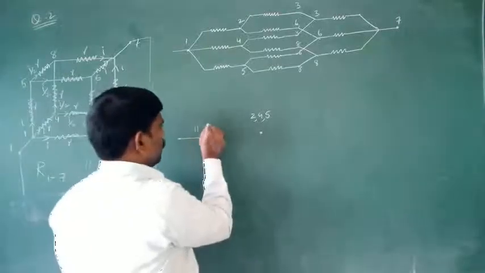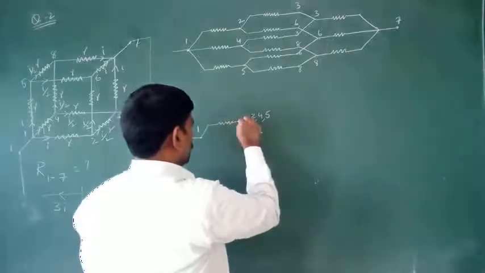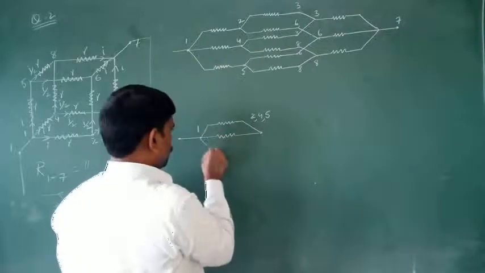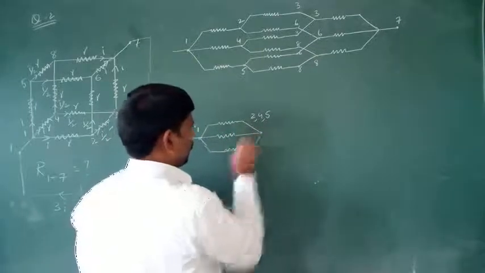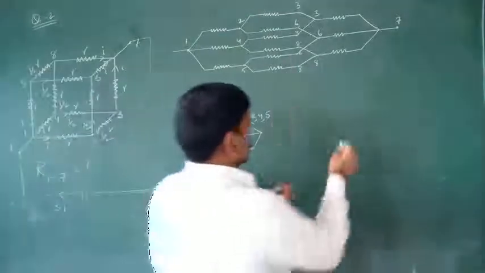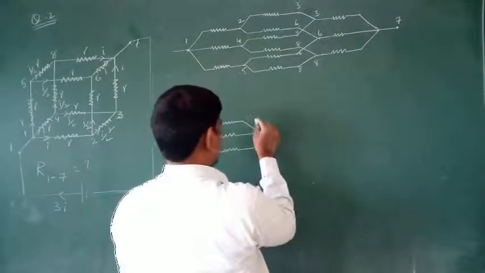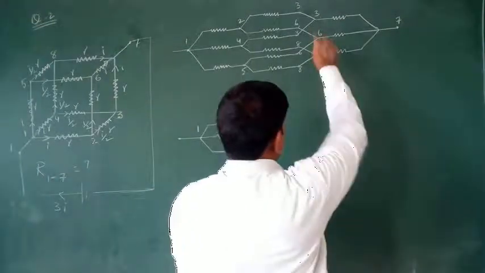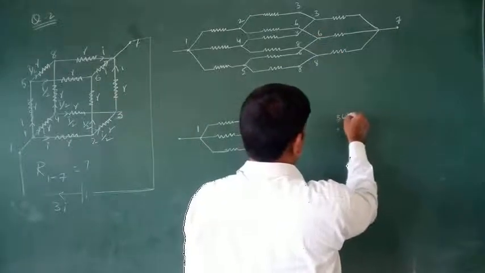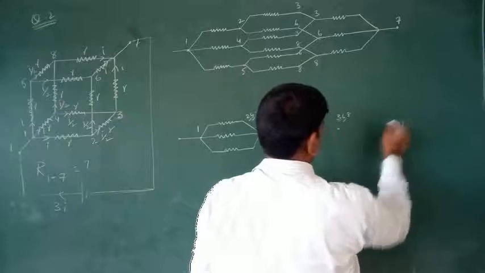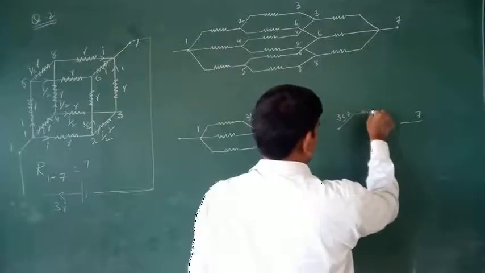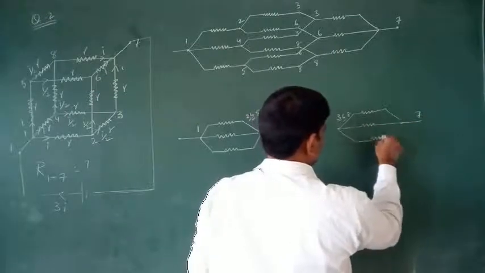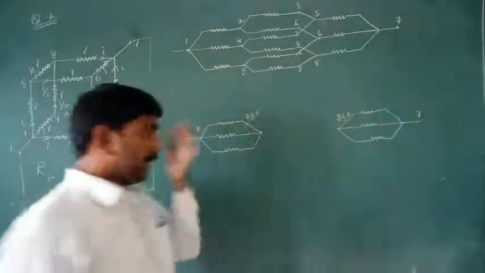So from 1 onwards, one resistor is connected to 2, another resistor connected to 4, another resistor connected to 5. Next, this is the point 2, 4, 5, and this is 3, 6, 8, and this is the point 7. So from here onwards also the same, 3 resistors are connected like this: 3 to 7, 6 to 7, and 8 to 7.